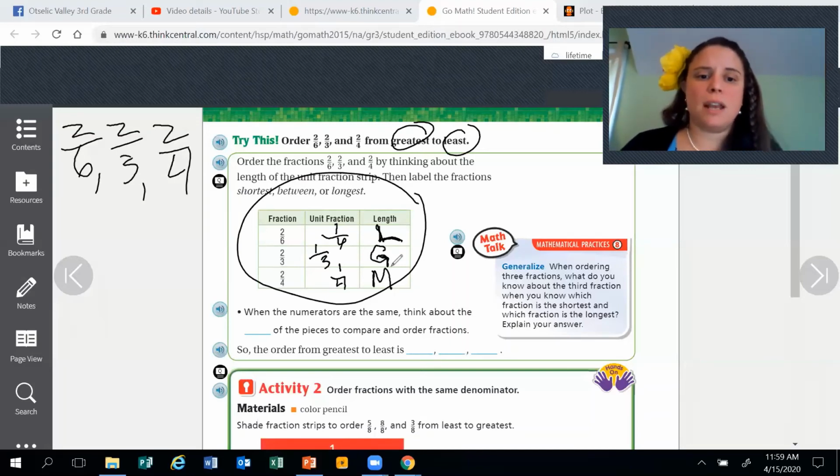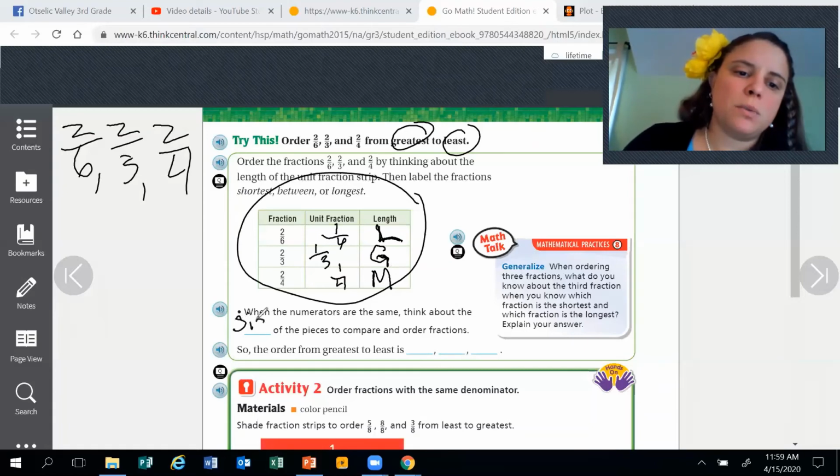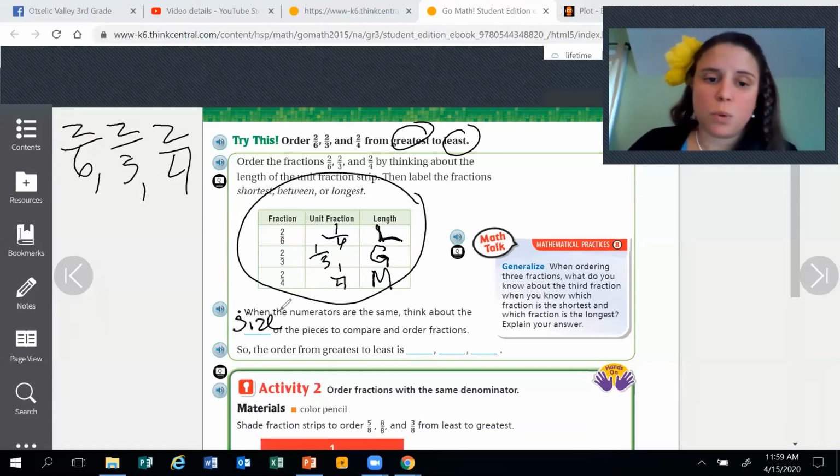So when the numerators are the same, think about the size of pieces to compare and order fractions. So the order from least to greatest, think of the size of the pieces because we're not thinking of the number of pieces. We have the same number for each one. So the order from least to greatest, which we already did. Oh, greatest to least. Look at me not reading carefully. The greatest one is 2/3. The middle one is 2/4. And the least one is 2/6.